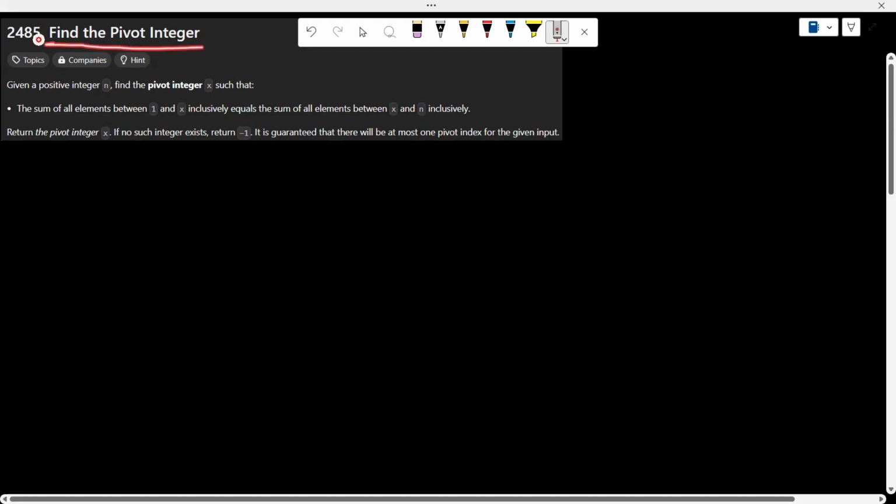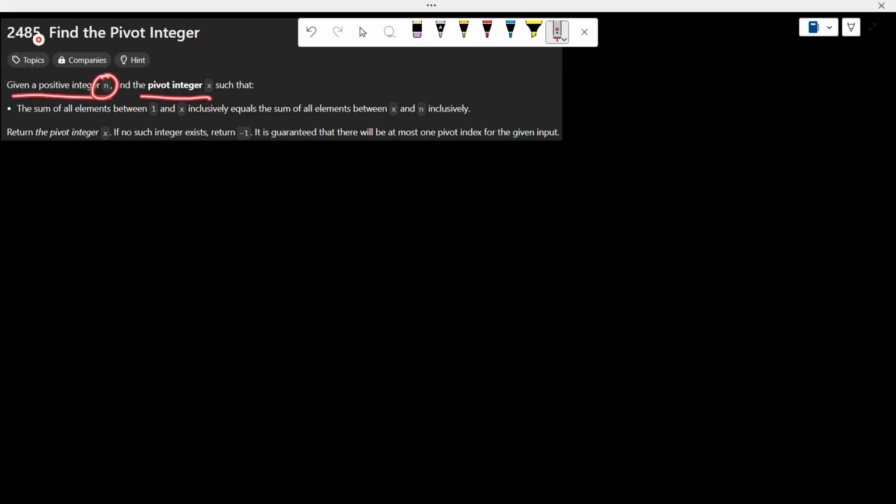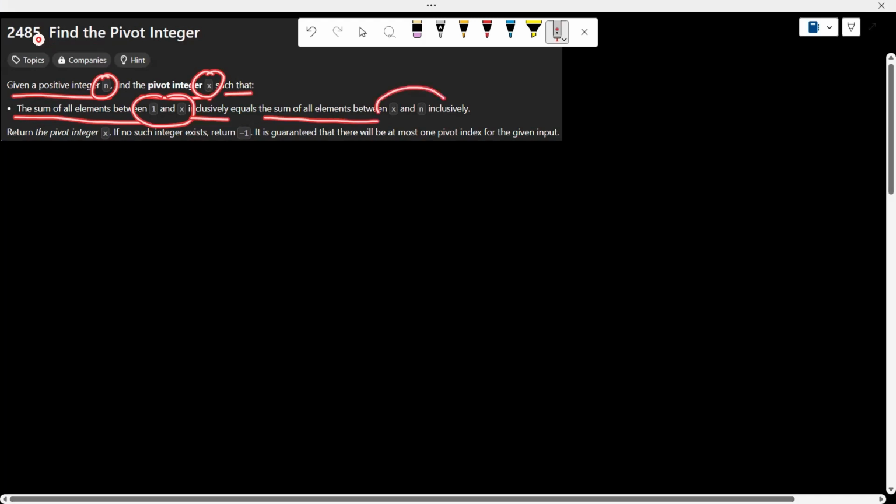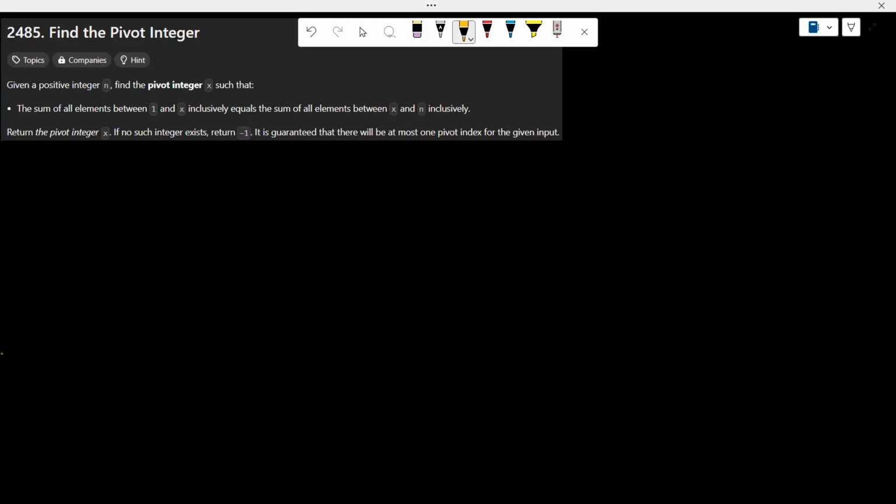Find the pivot integer. The question says, given a positive integer n, find the pivot integer x such that the sum of elements between 1 and x inclusively equals the sum of all elements between x and n inclusively. Return the pivot integer x. If no such integer exists, return -1. It is guaranteed that there will be at most one pivot index. That means there can be an index or there cannot be an index.